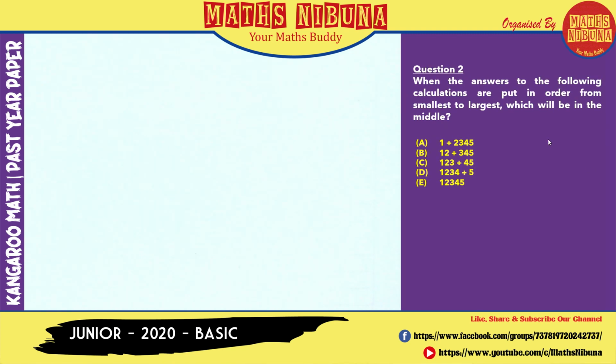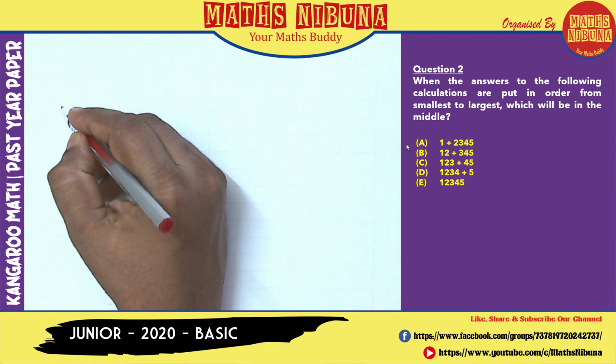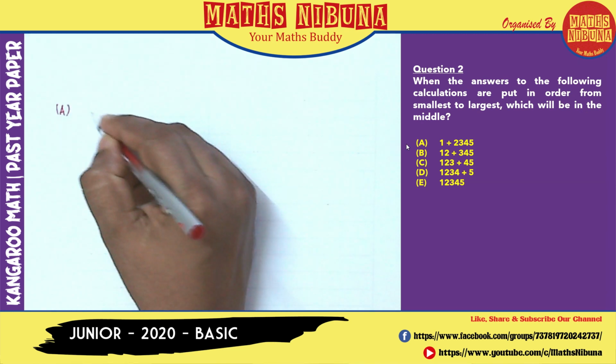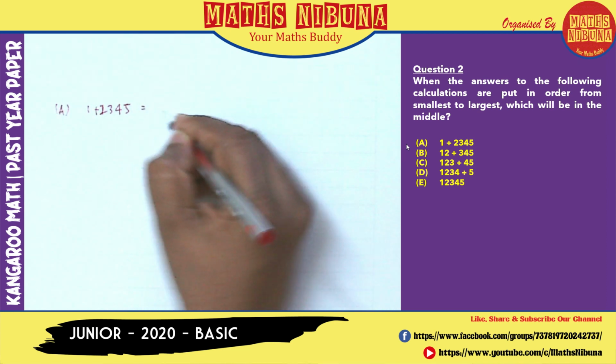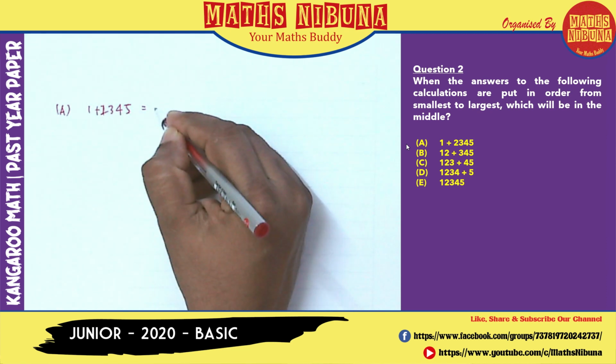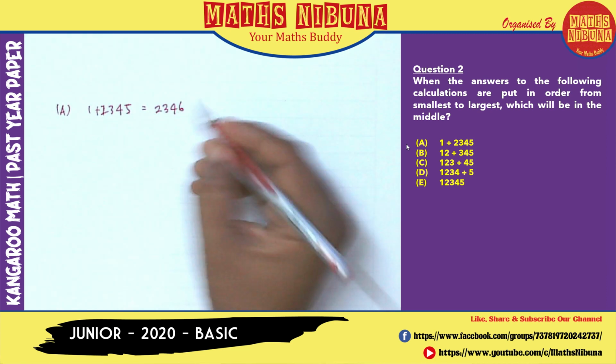Okay, question 2. When the answers to the following calculations are put in order from smallest to largest, which will be the middle? Okay, we just calculate first. A is what? 1 plus 2, 3, 4, 5. So equal to 2, 3, 4, 5 plus 1 is 2, 3, 4, 6. Okay, B.